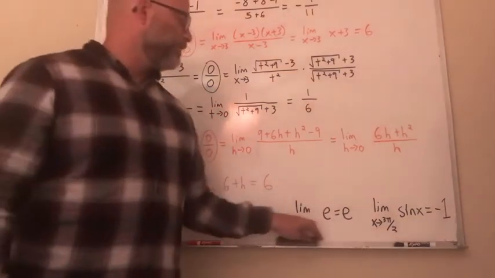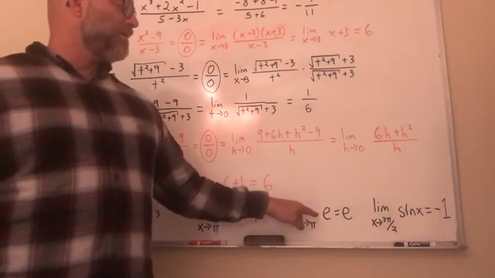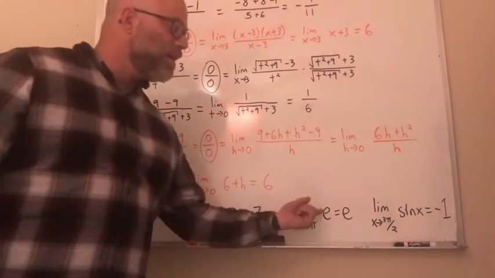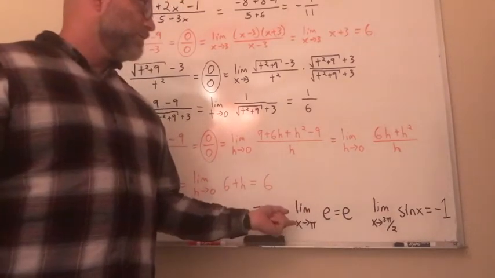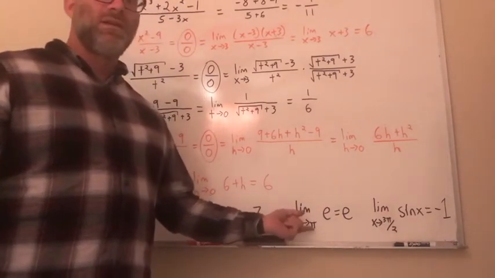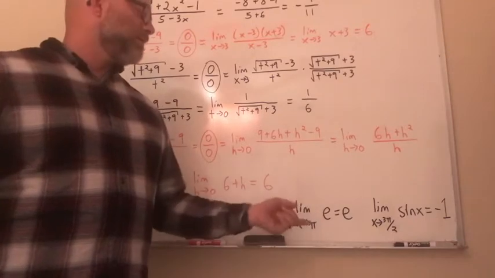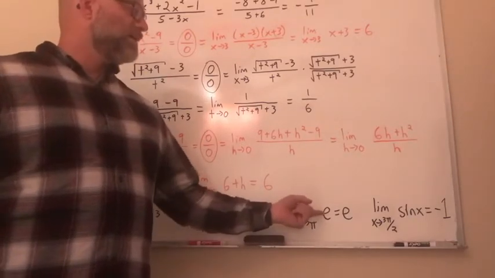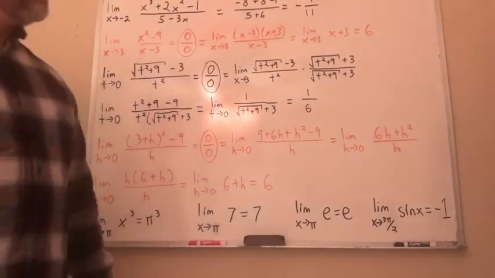How about this one over here? The limit as x approaches pi of e. e is just a number, it's just a constant. So no, it doesn't matter what x is approaching. x approaches 1, 2, 3, it doesn't really matter. x approaches pi, e is going to approach e.